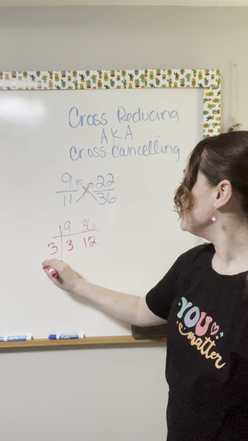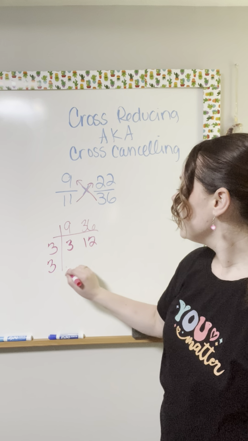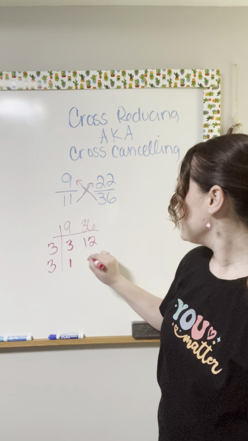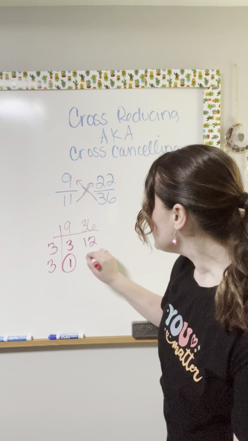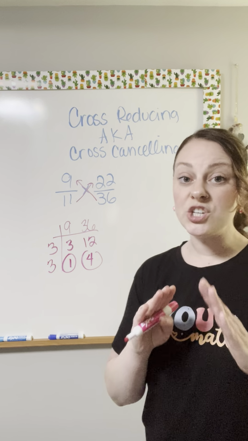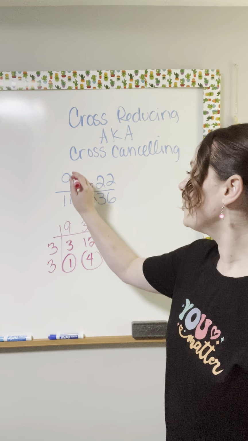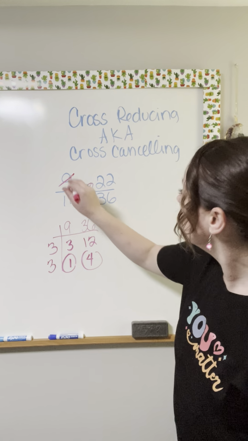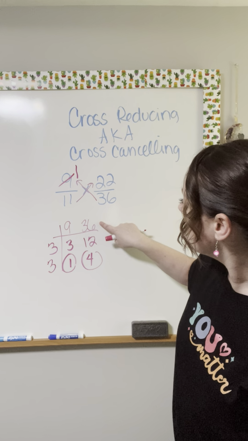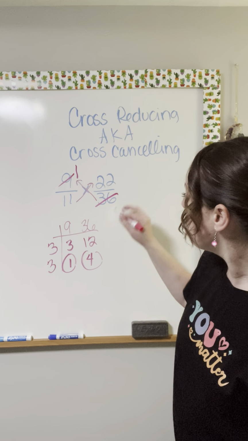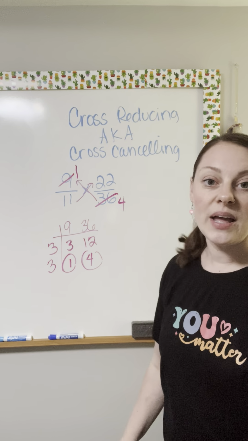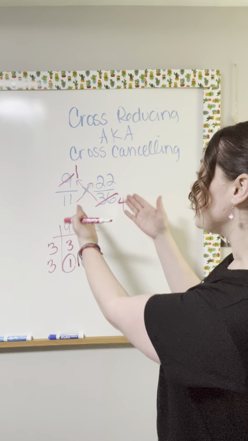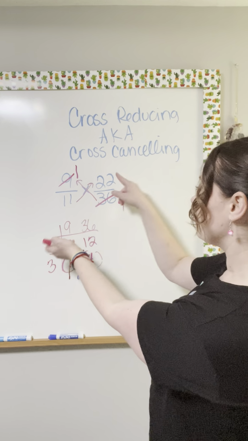So here we go. I'm going to take out a number 3, and I'm left with 3 times 1 and 3 times 4. These are your new numbers. So what you're going to do is you're going to cross this off, and in place of the 9, I'm going to put a 1. And in place of the 36, I'm going to put a 4. Okay? So you could rock with this, but also look at these numbers across from each other.